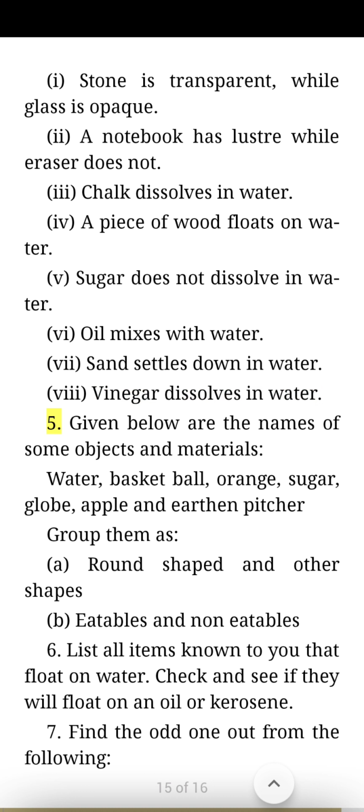5. Given below are the names of some objects and materials: water, basketball, orange, sugar, globe, apple and earthen pitcher. Group them as: A. Round shaped and other shapes. B. Eatables and non-eatables.